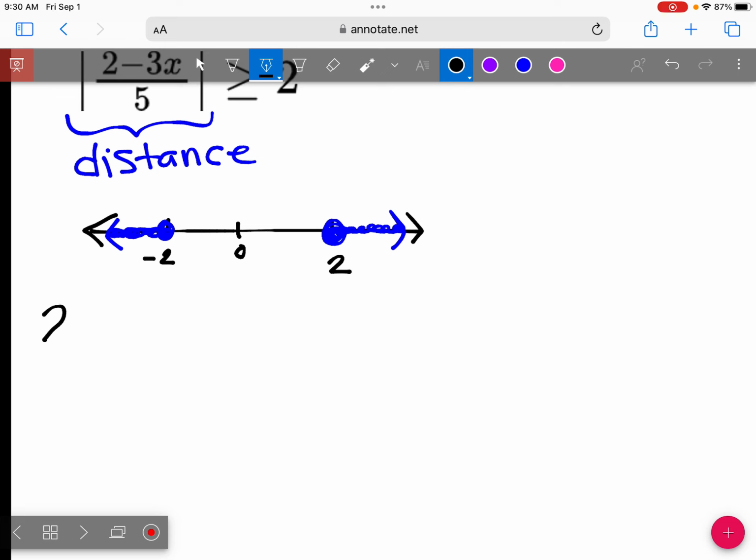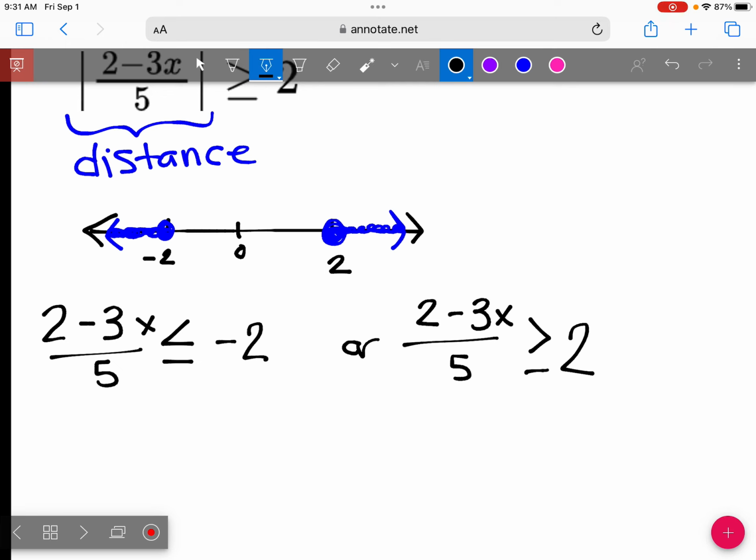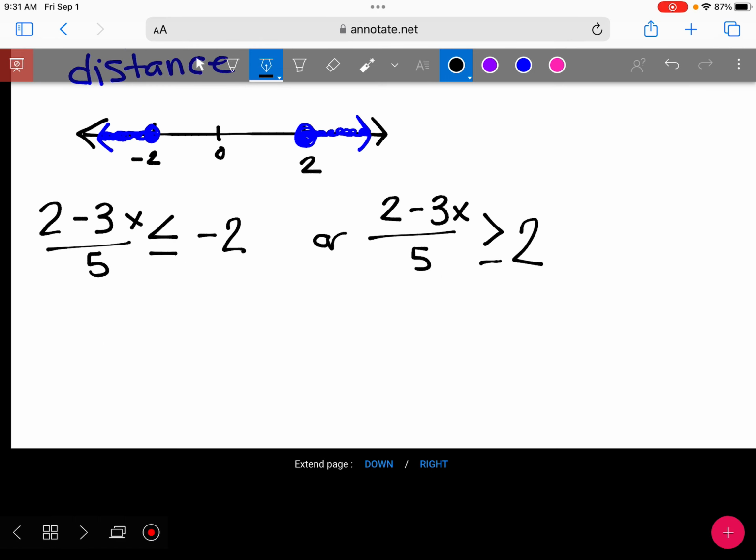We're going to have 2 minus 3x over 5 is less than or equal to negative 2, or 2 minus 3x over 5 is greater than or equal to 2. Sometimes sketching it out on a number line really helps with seeing the two possible cases, because I know my distance has to be farther away from 0. Questions on the setup part? Okay, just checking in.